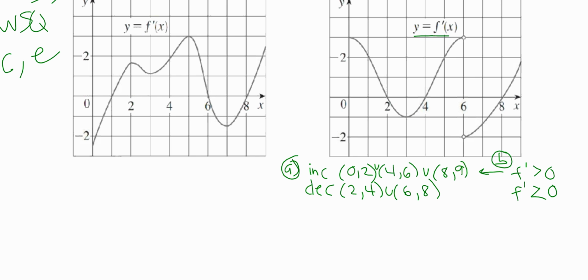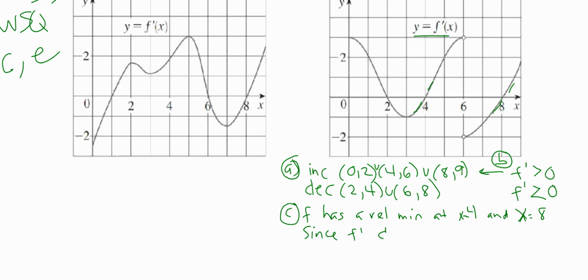Justify. So f is going to have a local or relative minimum when f prime changes from negative to positive. So it looks like here, negative to positive, negative to positive. So f has a relative min at x equals 4 and x equals 8, since f prime changes from negative to positive.